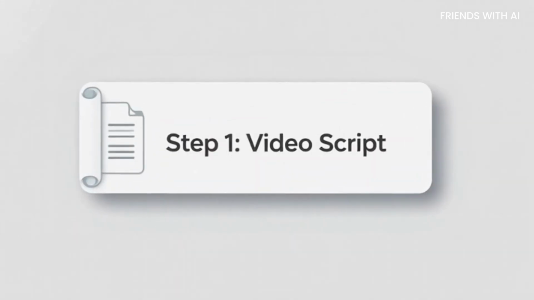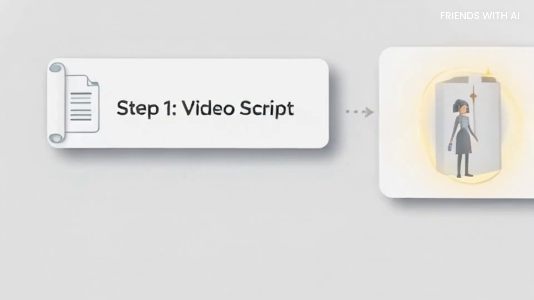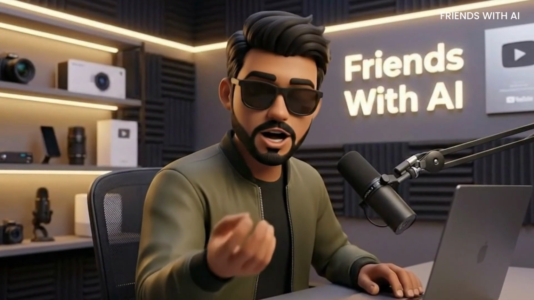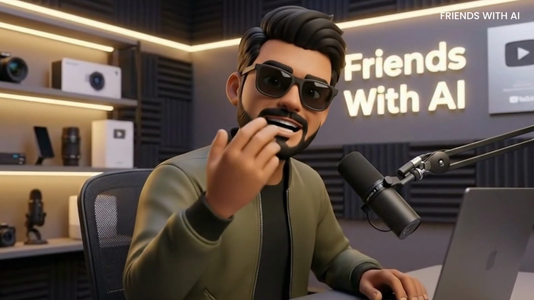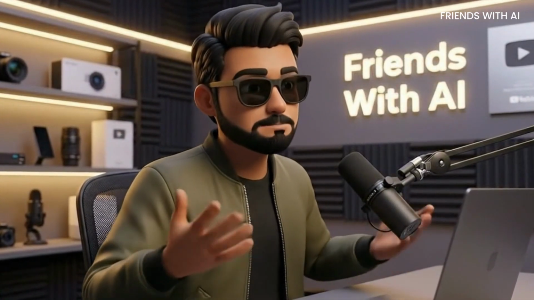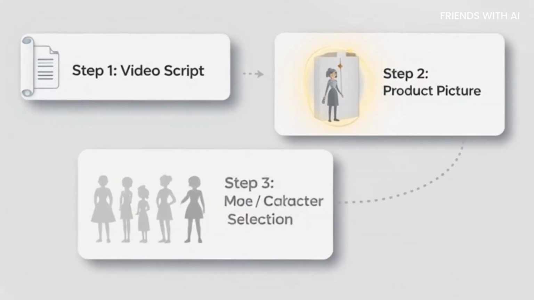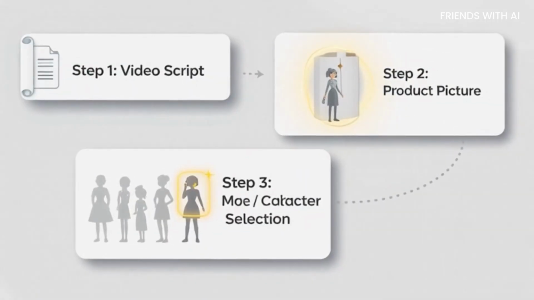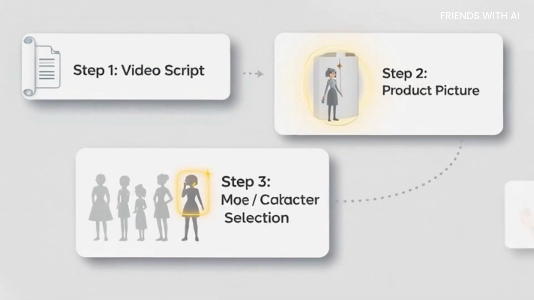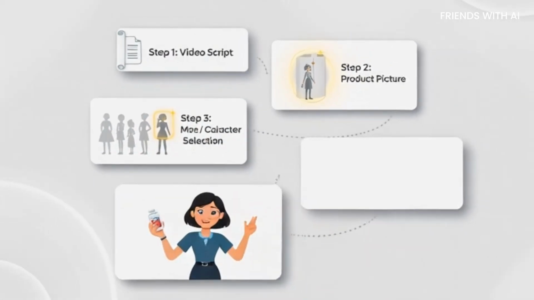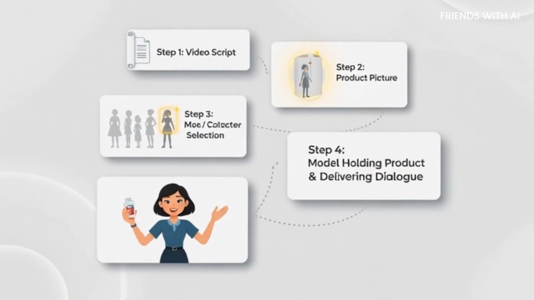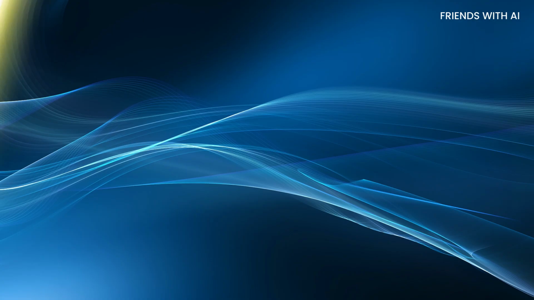First, writing the ad script. Second, creating the product image. If you have your own product, you can use that image. But in this scenario, we'll be generating one product image through AI. Number 3, choosing an AI model or character. And number 4, making the model hold the product and deliver the dialogues.